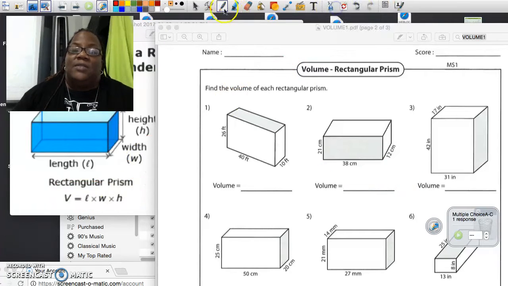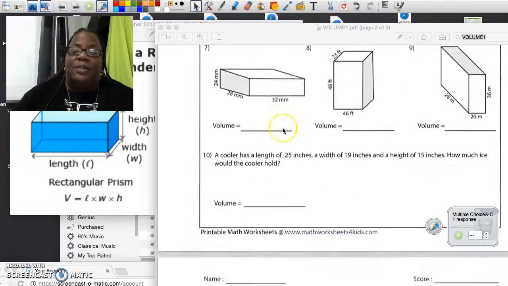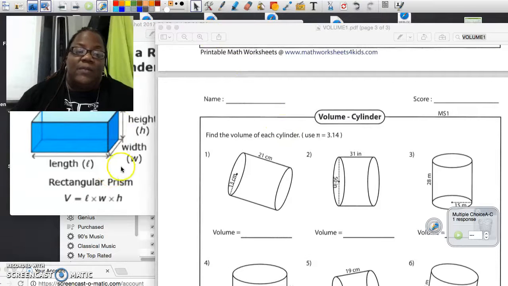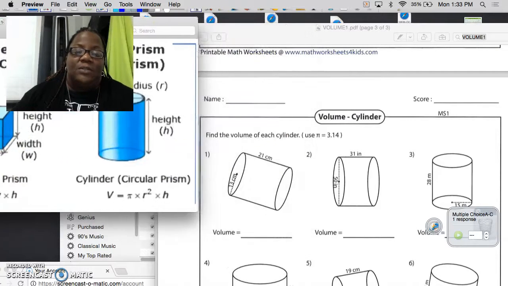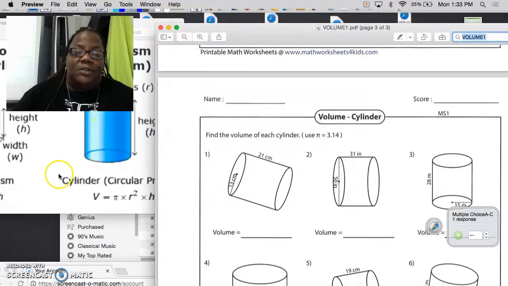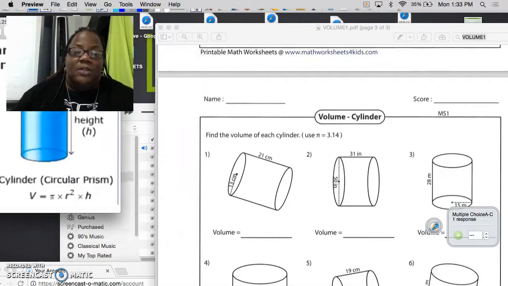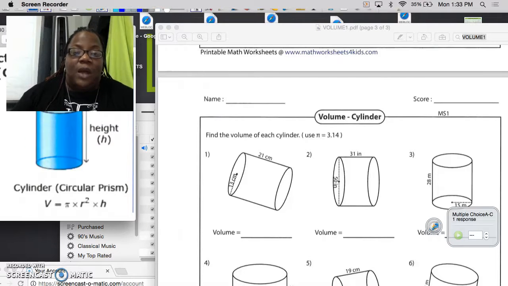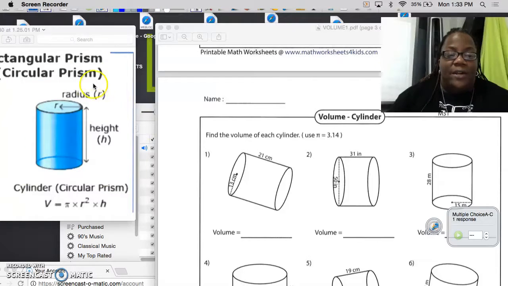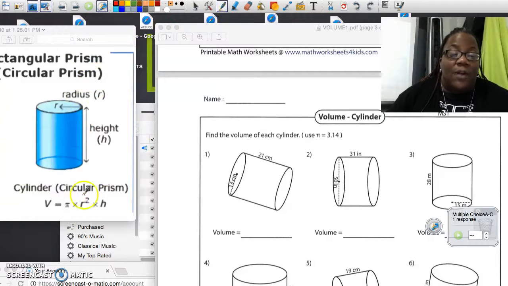Let's go down to the volume of a cylinder. That formula is different, of course. And here you have the formula of the cylinder, which looks like this. So now you have the formula for the volume of a cylinder, which is volume equals pi times the radius squared times the height.